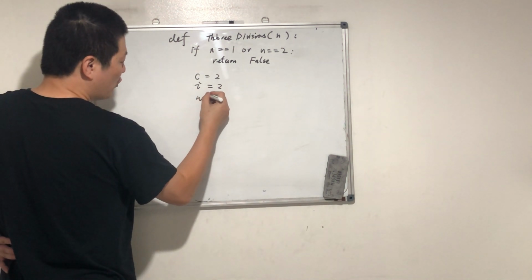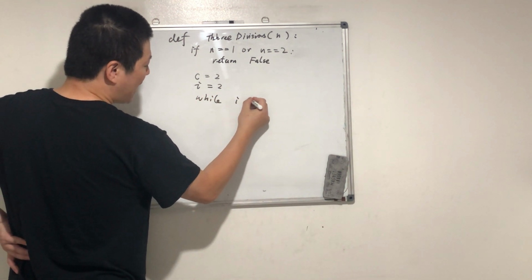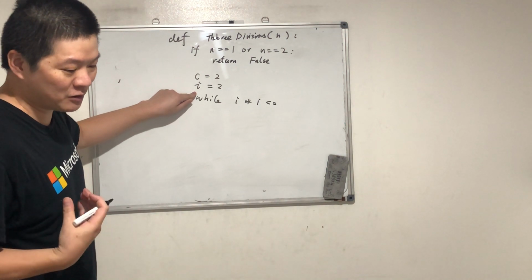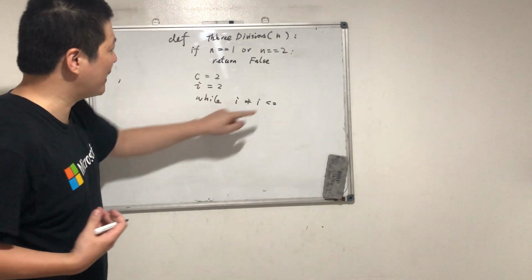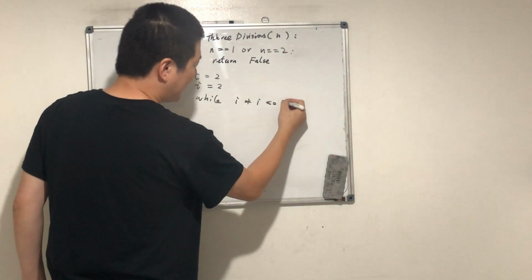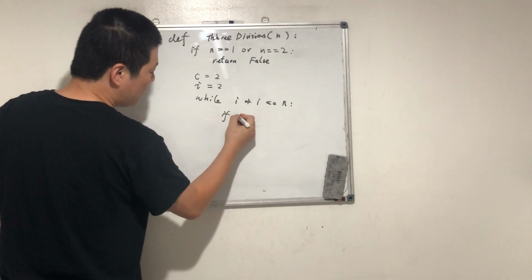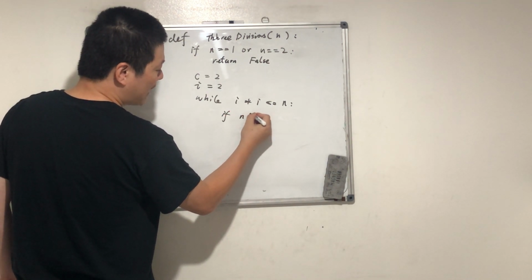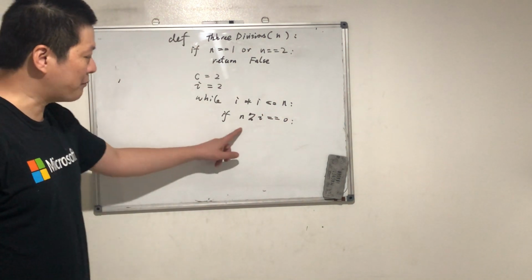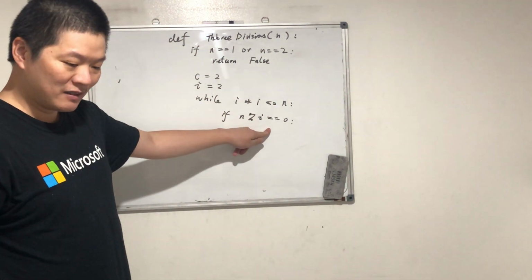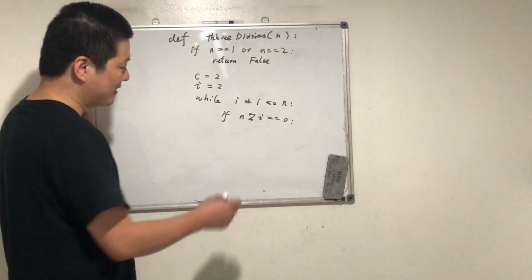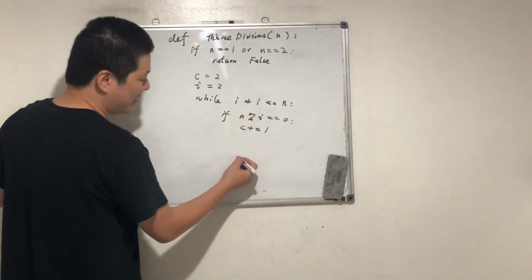Then, while i times i is smaller than or equal to n, we have to check if n can be divided by i. If n can be divided by i, what does it mean? It means i is one of the divisors, so I have to do c plus equals 1.